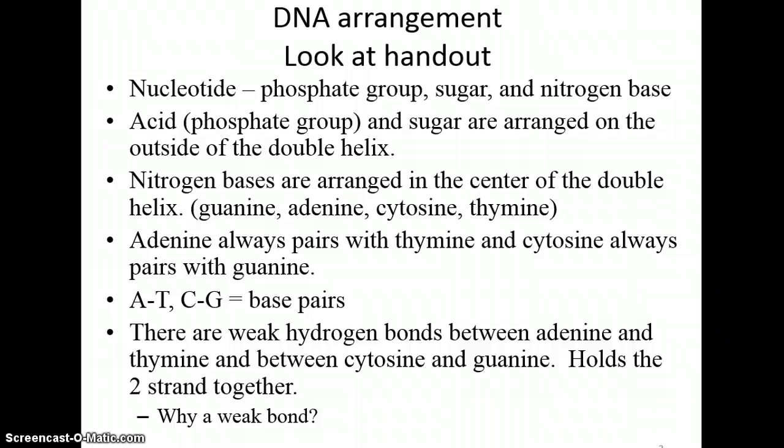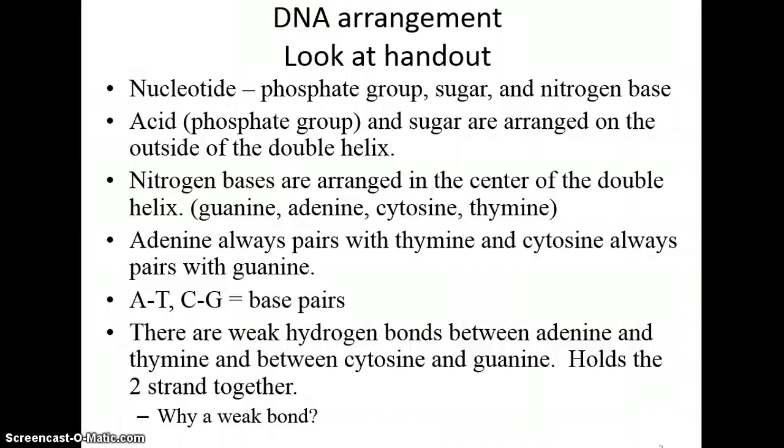Okay, DNA arrangement. When I say look at the handout, I kind of mean that page right before this. So I mentioned the nucleotide is made up of a phosphate group, I called it the acid, the sugar, and the nitrogen base. The phosphate group and sugar are arranged on the outside of the double helix, known as the backbone. That's the part that stays the same.